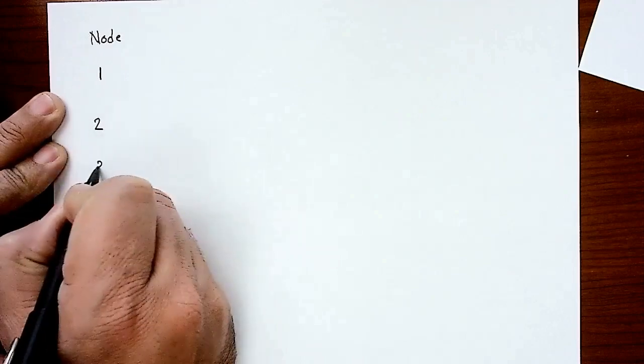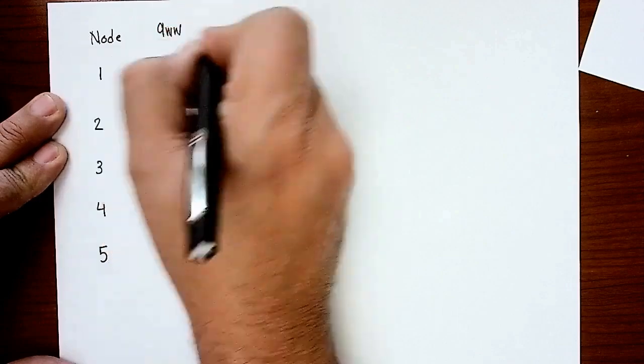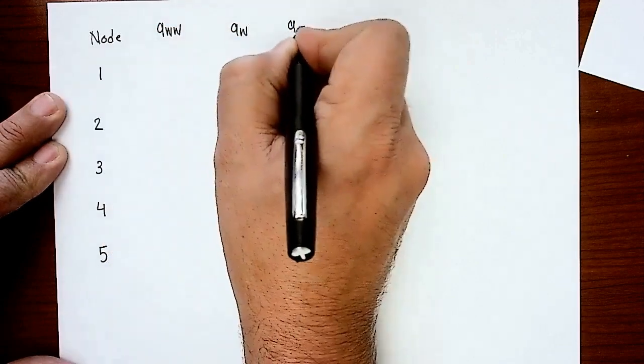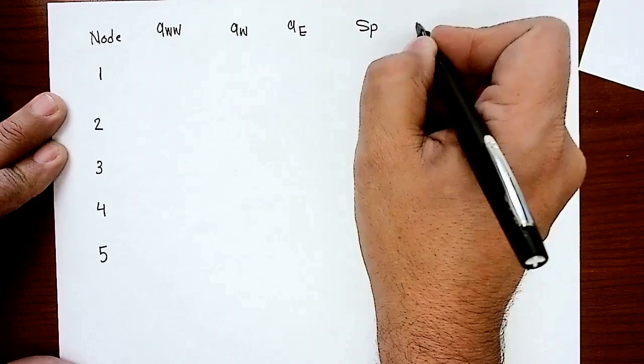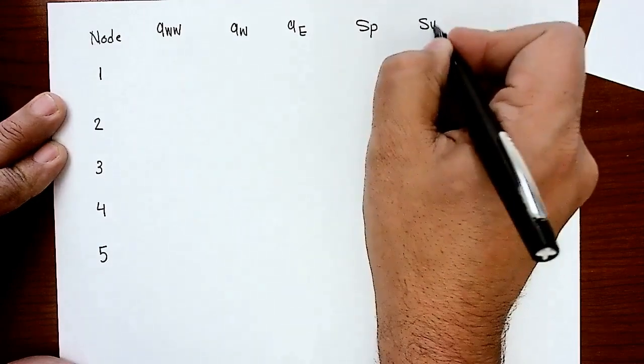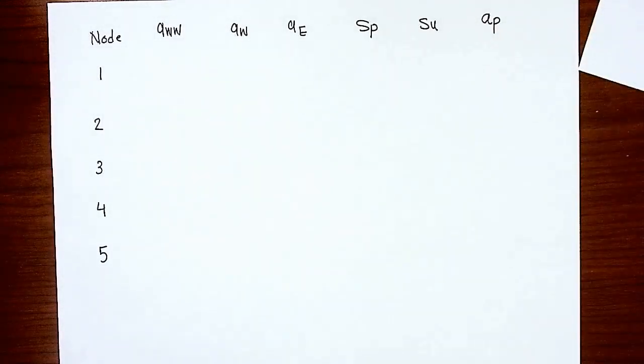So let's have the table of coefficients collected together. I have it already collected. It's going to be a big one, but it's important to have that table of coefficients. So I will say that this is node 1, 2, 3, 4, and 5. I will put the A West West. I will put A West. I will put A East. We have SP. We have SU. And we can calculate actually the AP if we need to do that, right? So let's put the values here.